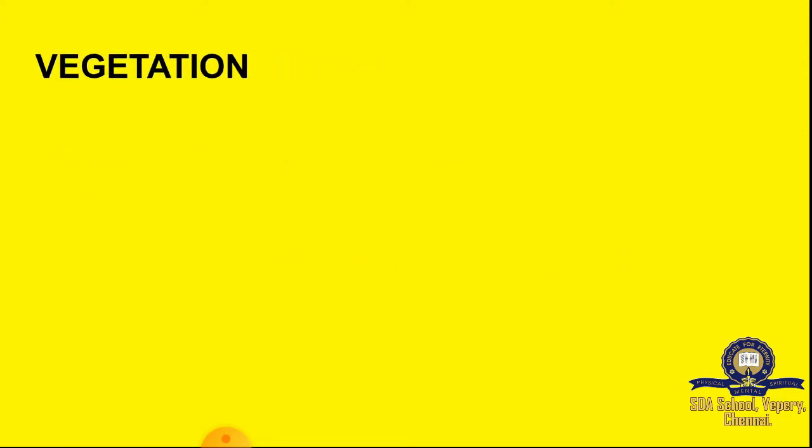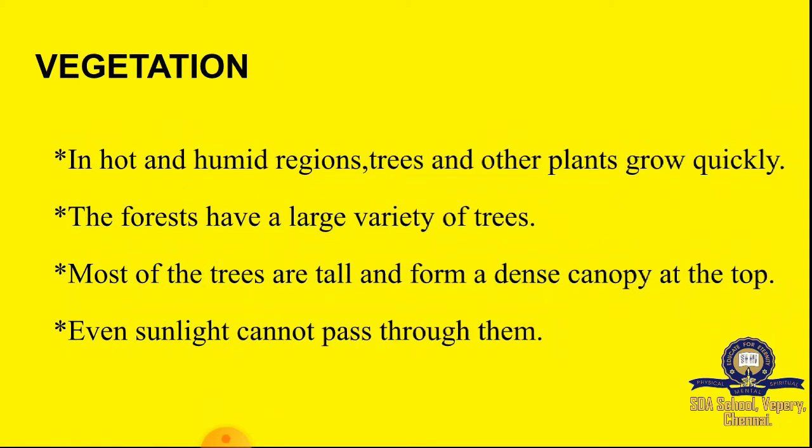Next is vegetation, that is agriculture. In hot and humid regions, trees and other plants grow quickly. The forests have a large variety of trees. Most of the trees are tall and form a dense canopy at the top. Even sunlight cannot pass through them.